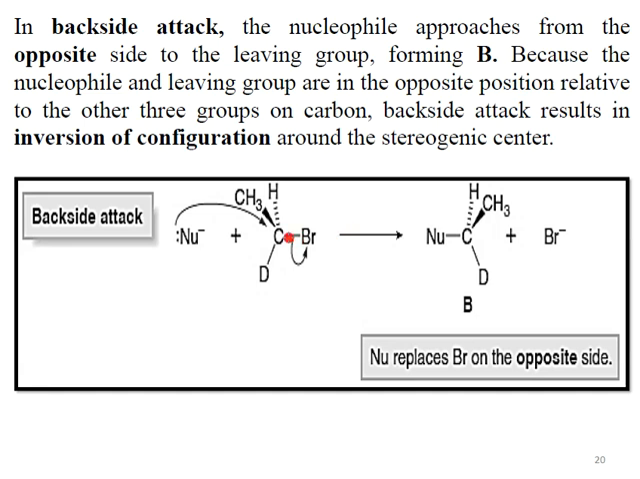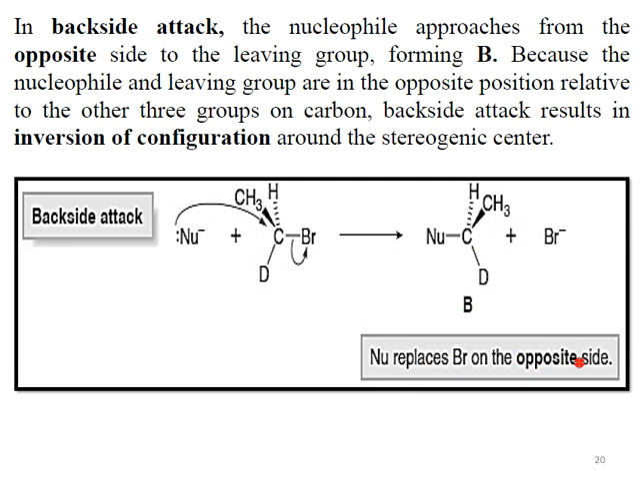Stereogenic center means the carbon here. This is the stereogenic center, meaning a carbon with 4 different groups. 1, 2, 3, 4. That means we have a carbon atom with 4 different groups, and it will be called a stereogenic center. Okay. That means from the back side, we have inversion of configuration. From the same side, retention of the configuration. And the nucleophile replaces the Br on the opposite side.